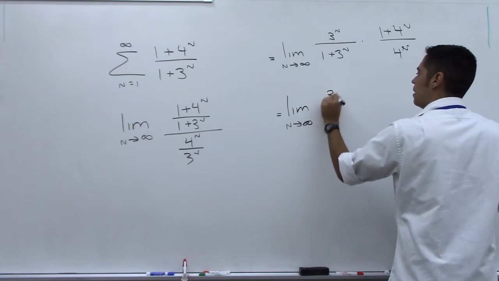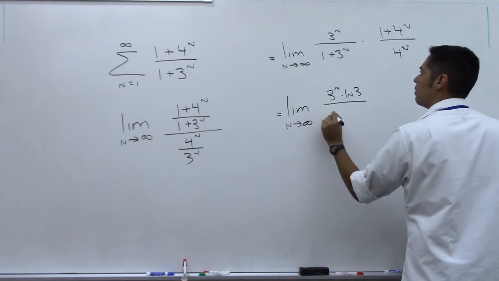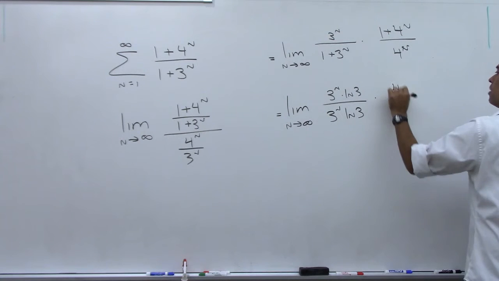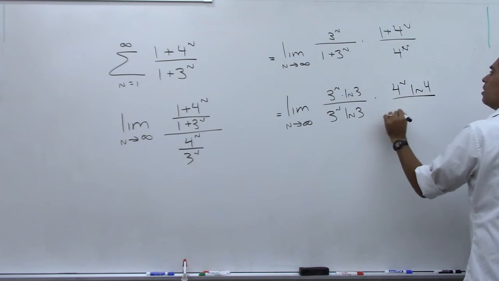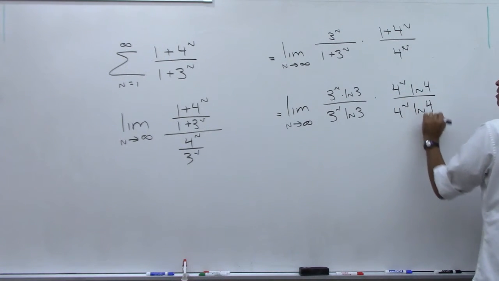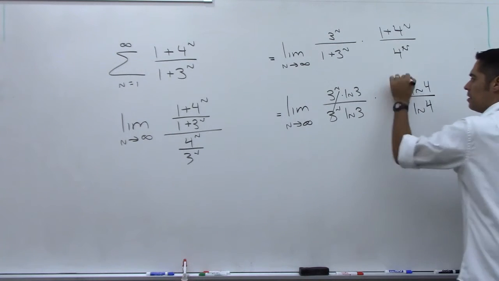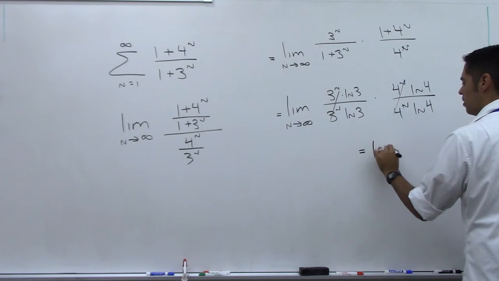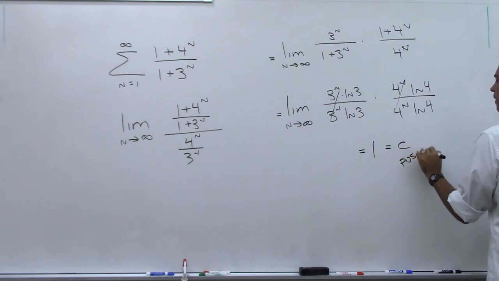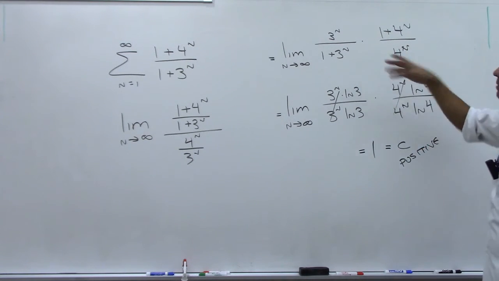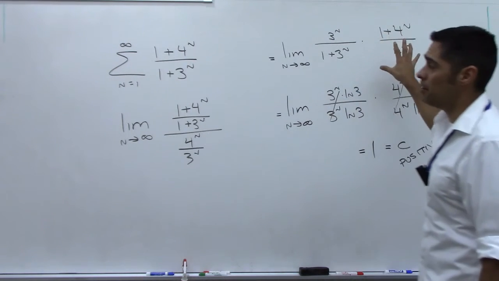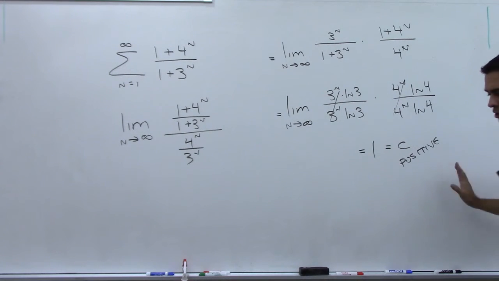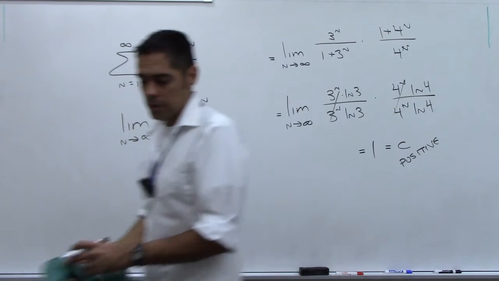L'Hopital on this would give me 3 to the n times natural log 3 over 3 to the n natural log 3, times, this one would be 4 to the n natural log 4 over 4 to the n natural log 4. And then these cancel, and that's a 1, and then that's a 1. So this all equals 1, which is a constant, and it's positive. So whatever I compared it to does, this one does. Remember I compared it to a divergent geometric series, so that's going to be divergent.